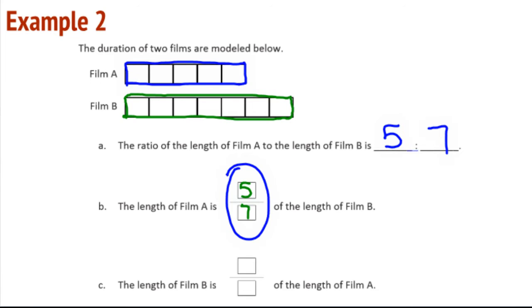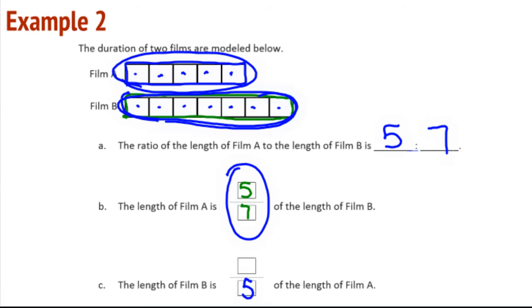So I'm going to need a fraction that shows that film B is longer than film A. Film A only has 5 parts, but film B has 7 parts. So for every 7 parts, units of film B, there are 5 of film A. It is 7/5 the length of film A.